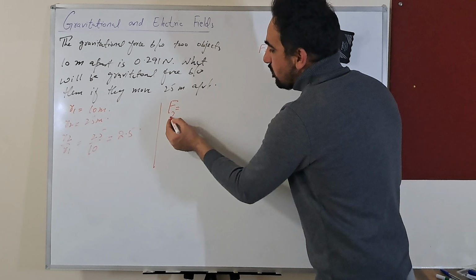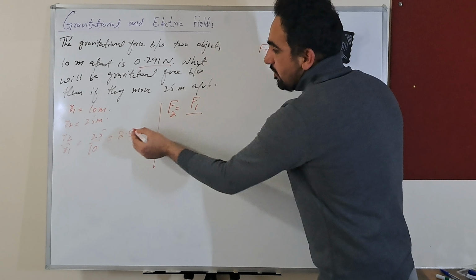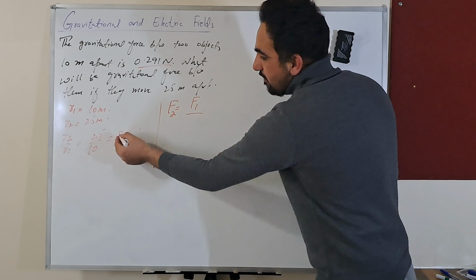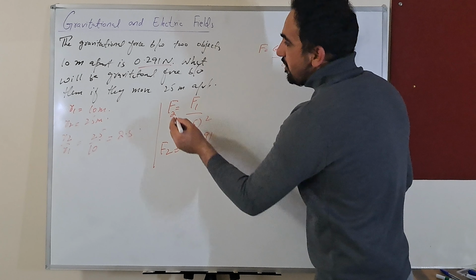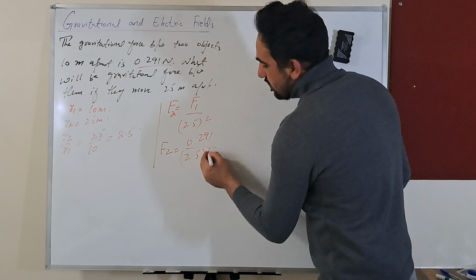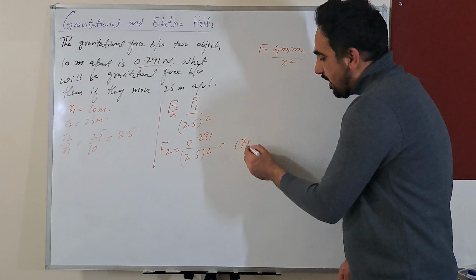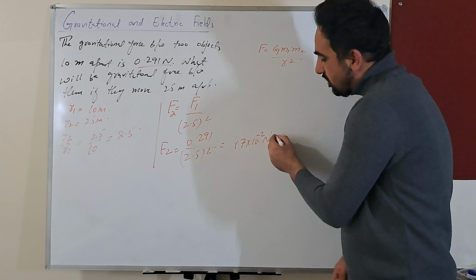Let's say F2 is equal to the new force, and the original force, this is our F1, divided by 2.5 squared, because it follows the inverse square law. So F2 will become equal to F1, that is 0.291, divided by 2.5 squared. So if we solve this, what will we get? 4.7 times 10 to the power minus 2 newtons.